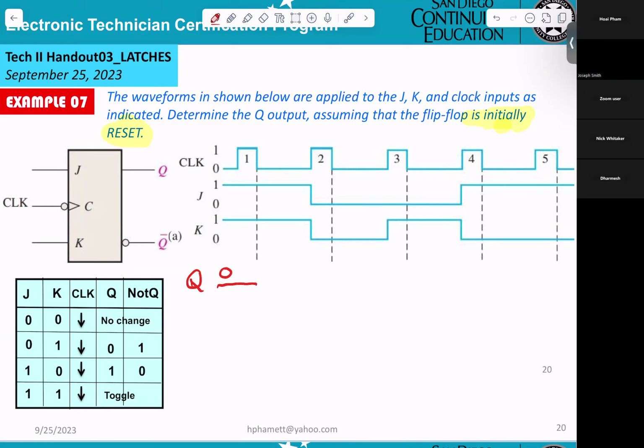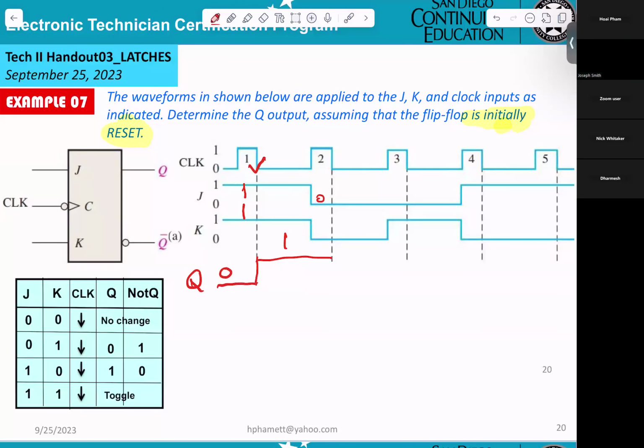Now, when the clock goes from 1 to 0, you're looking at J and K. J equals 1, K equals 1. You look into the table here: J equals 1, K equals 1, the output will toggle. That means 0 now toggles and goes to 1.